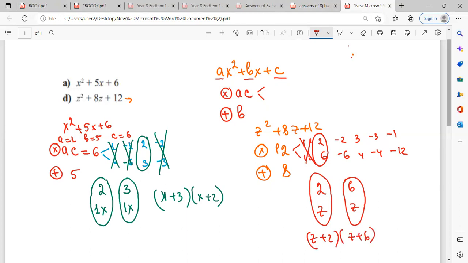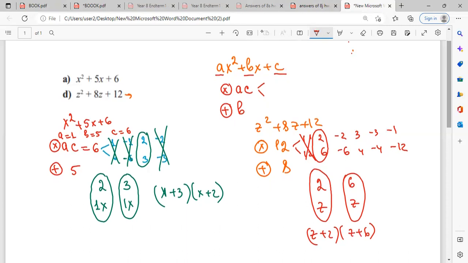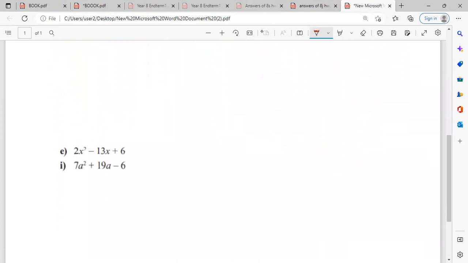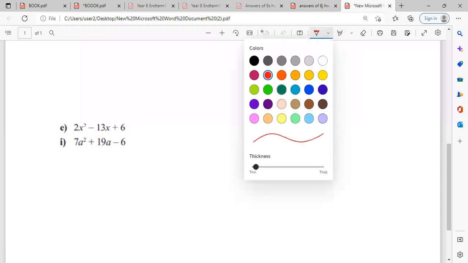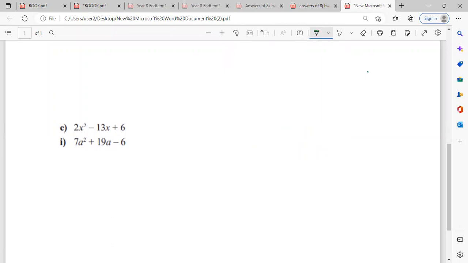That's it. How about when your coefficient is not 1? In that case, what will you do? For example, this kind of question. Let me use this green color. There is the question 2x squared minus 13x plus 6. Again, what's the multiplication of them? Can you see our coefficient is not 1? So you should multiply 2 by 6. It will be 12, right? And the addition will be negative 13.